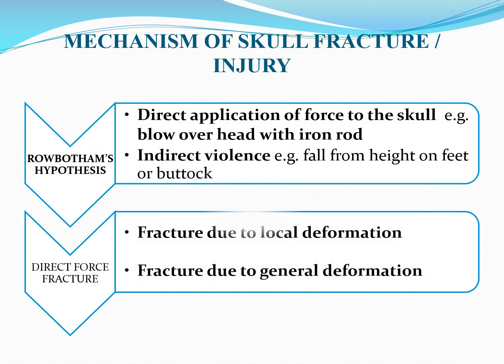Now coming to the mechanism of the skull fracture, we have the Rowbotham hypothesis, which states that the fracture can occur as a result of direct application of force to the skull, for example, a blow over the head with an iron rod. Then the second mechanism is indirect violence, that is a fall from a height on the feet or the buttocks. Then the direct force fracture may result from the fracture due to local deformation and the fracture due to general deformation.